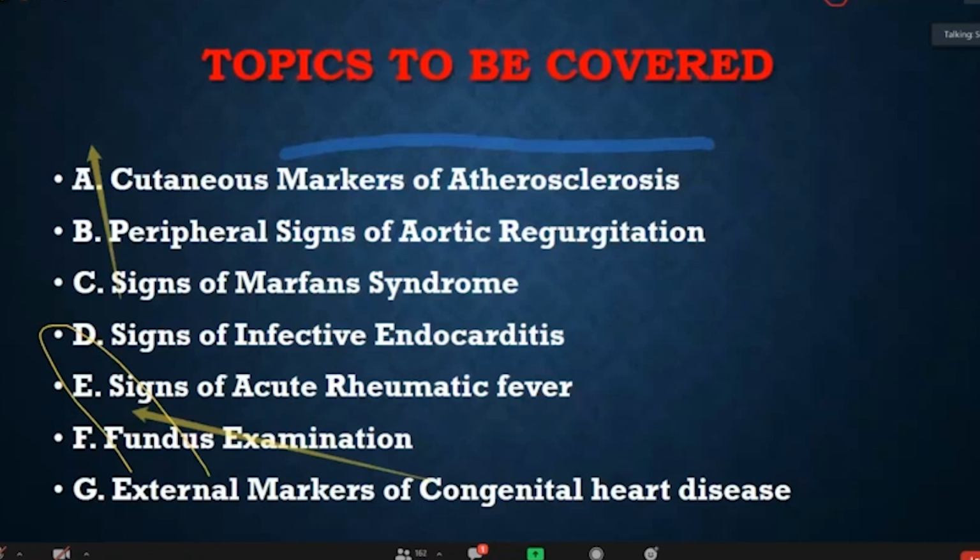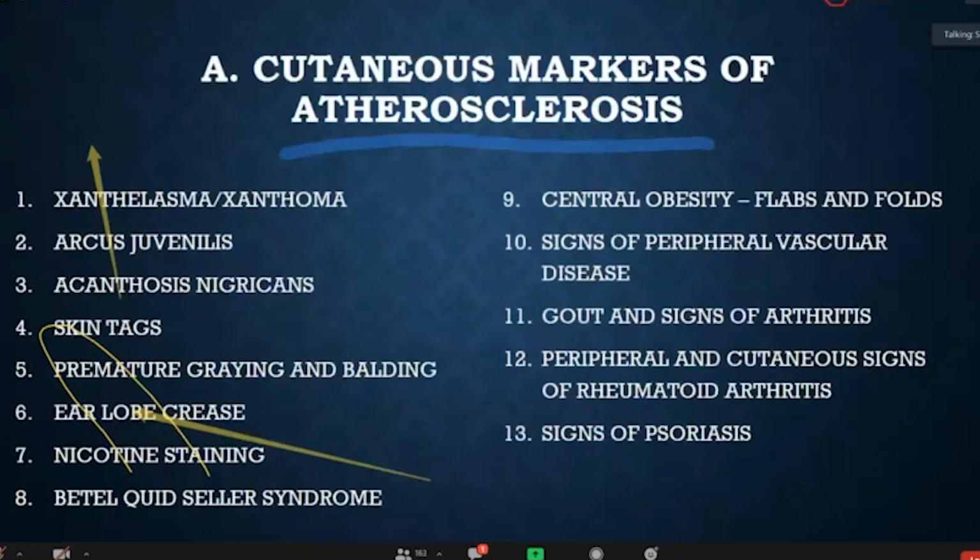So first of all, I'll try to cover, this is my most important and the thing which I like the most, the cutaneous markers of atherosclerosis. This is one thing which we discuss the least. This is very important. There are many markers of atherosclerosis from head to toe which we need to discuss. I'll come one by one.